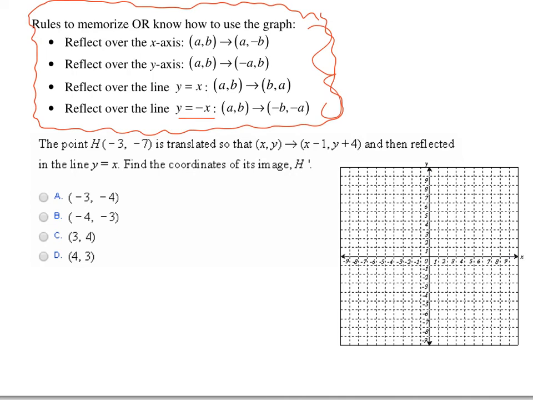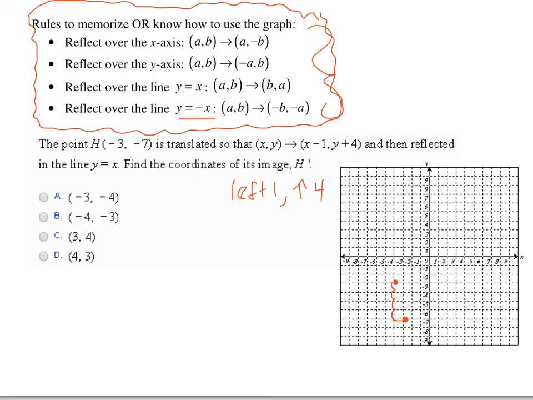So for this very last question, we're going to combine 2 of the things we already know. We're going to reflect and we are going to translate. So first off, we need to graph our point -3, -7. And that's where I've got right now. So -3, -7. I need to move it to the left 1 and up 4. So if I go to left 1 and 1, 2, 3, 4, I'm going to end up right here. So left 1 and up 4.